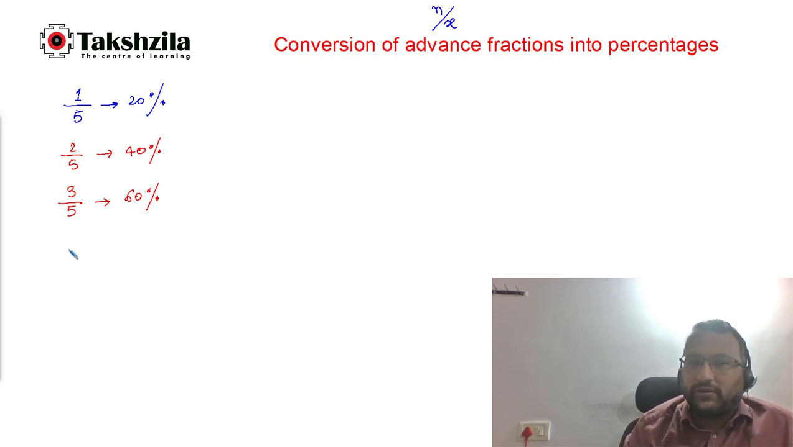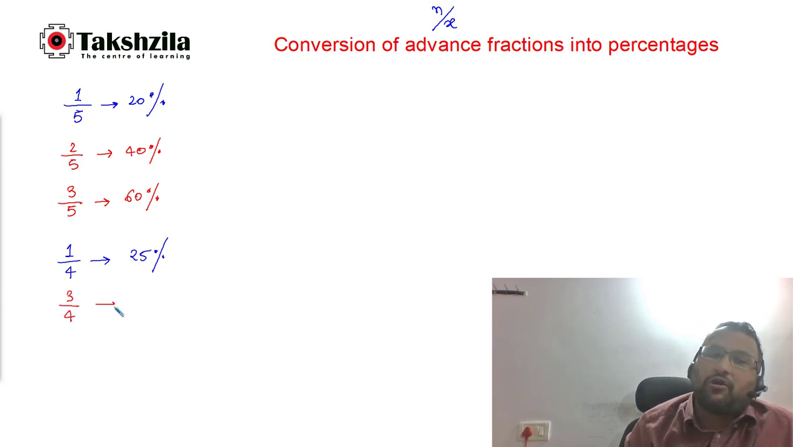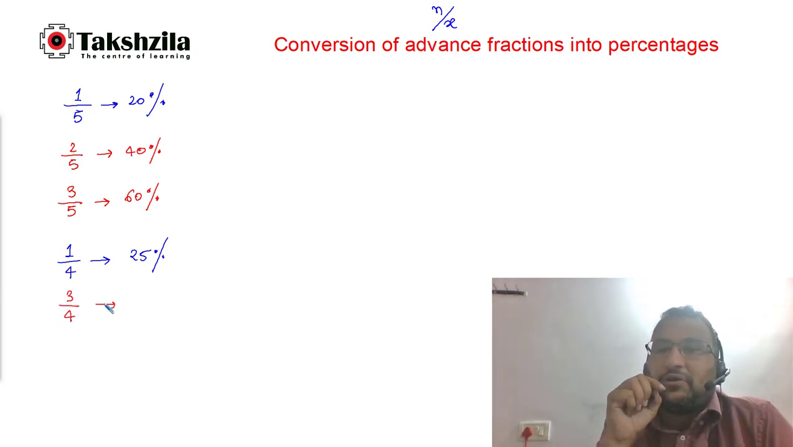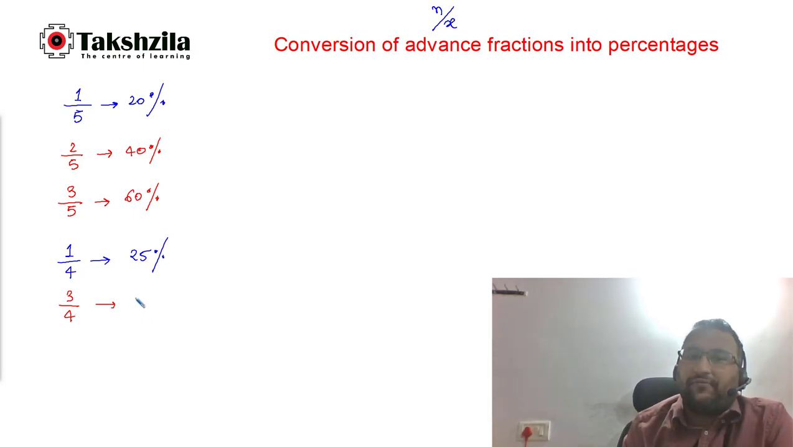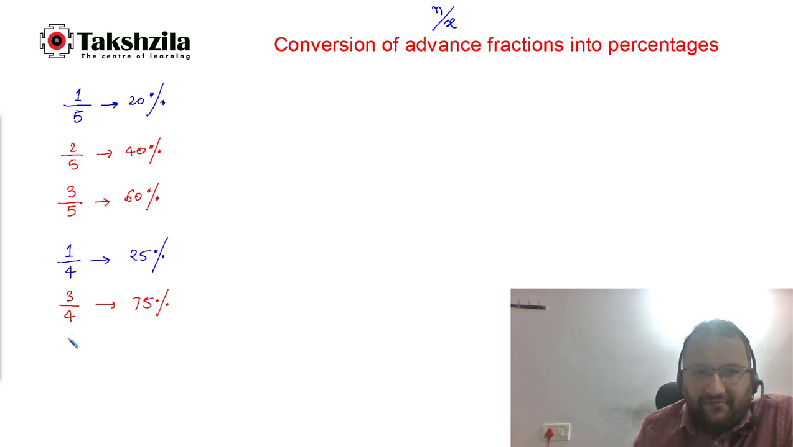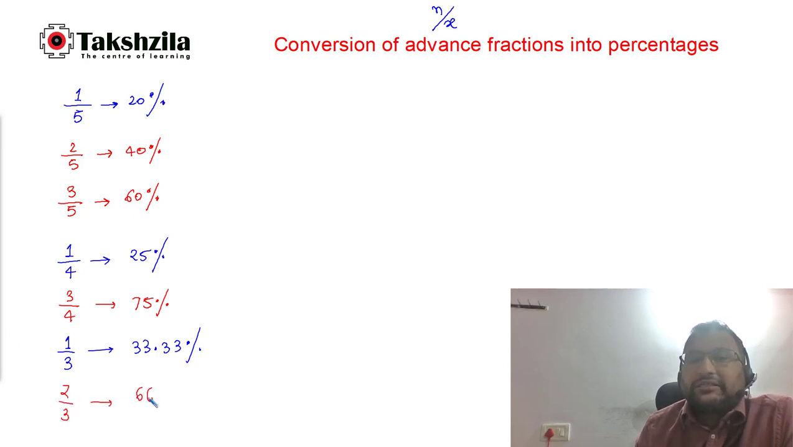For example, we saw that if I get 1 mark out of 4 marks, I will get 25%. Similarly, if I ask you, if I get 3 marks out of 4 marks, so now we know 1/4 is 25, so 3/4 becomes 3 into 25, 75%. After this, I told you that if I get 1 mark out of 3 marks, I will be getting 33.33%. Similarly, if I get 2 marks out of 3 marks, then I will be getting 66.66 percentages.